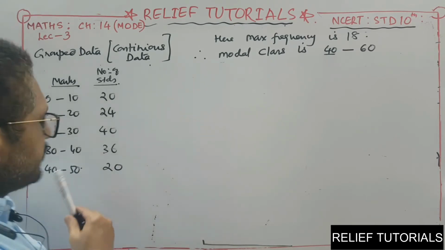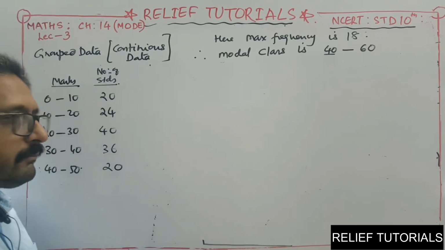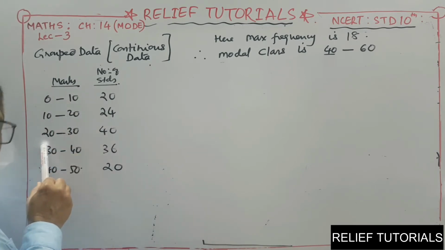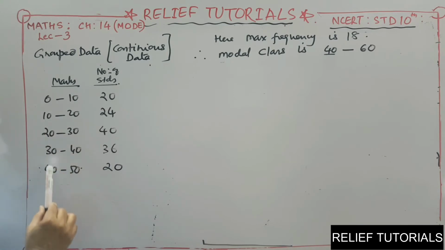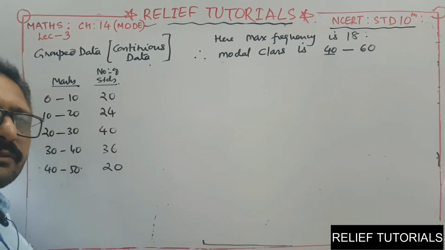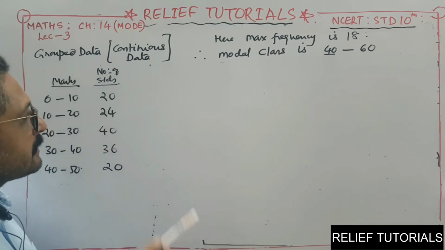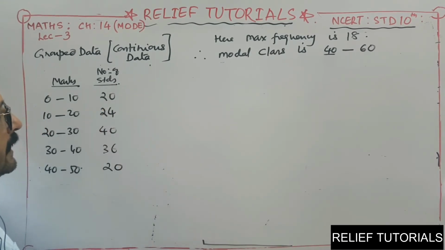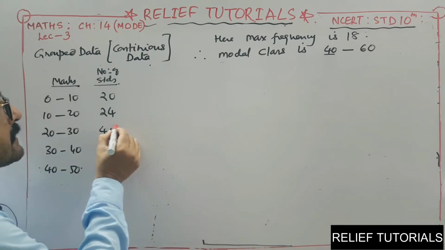Now, this is grouped data with continuous classes and equal class length: 10 minus 0 is 10, 20 minus 10 is 10, 30 minus 20 is 10, 40 minus 30 is 10. You want to find the mode. Mode deals with frequency. Which is the maximum frequency here? The maximum frequency is 40.